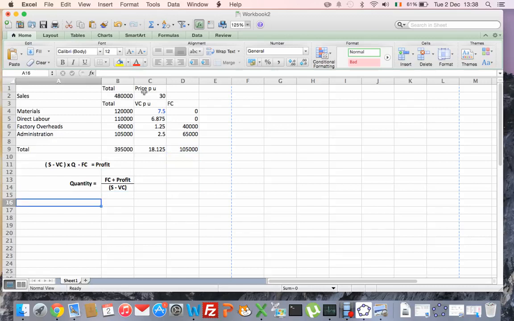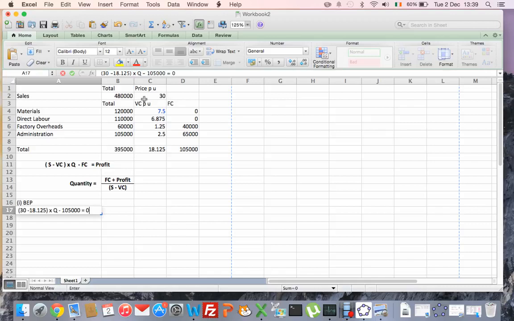So the first thing we're asked to do is work out our break-even point. So using the formula, sales is 30, 18.125 is our variable cost. We multiply that by quantity. Quantity is the unknown at break-even point. Take away from that our fixed costs, which is 105, and that will give us 0, because at break-even point we make no profit. So here we can use our bottom formula if we like.